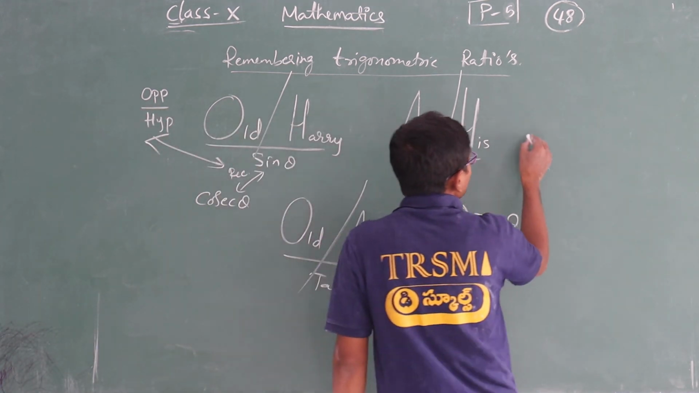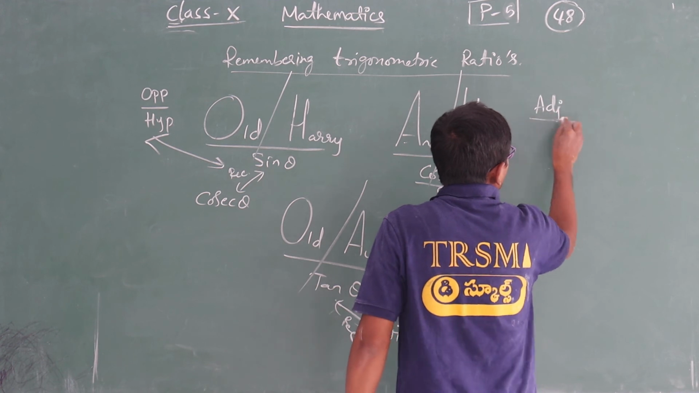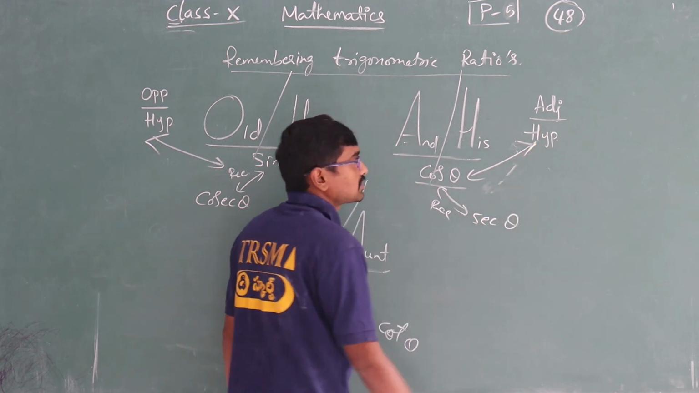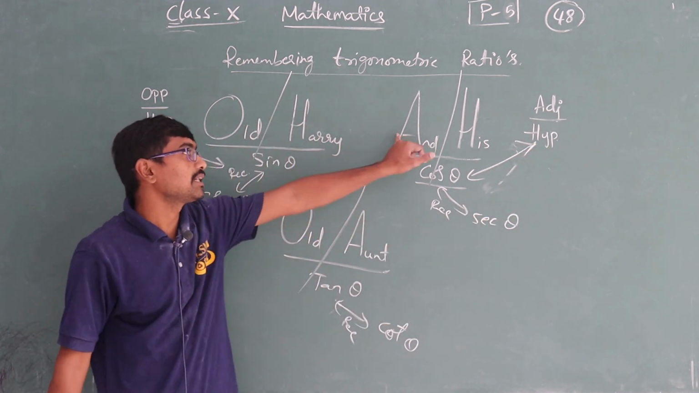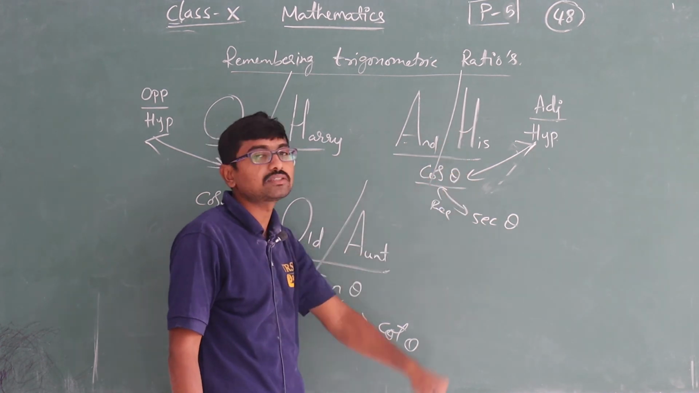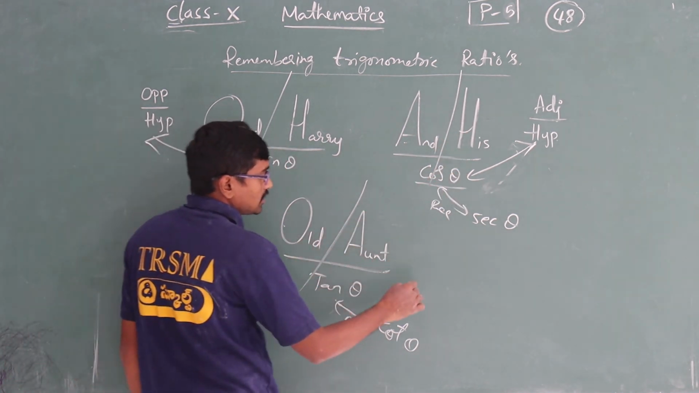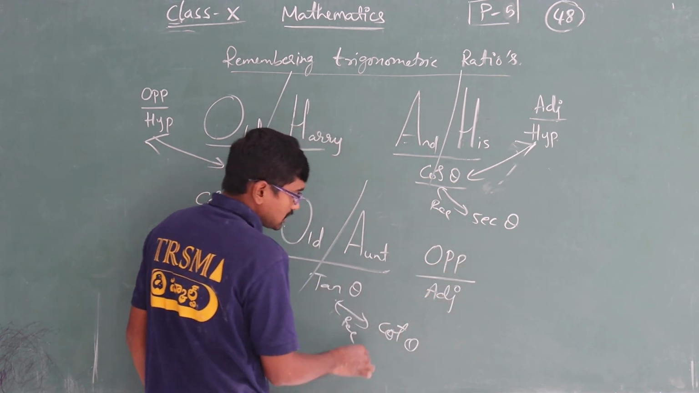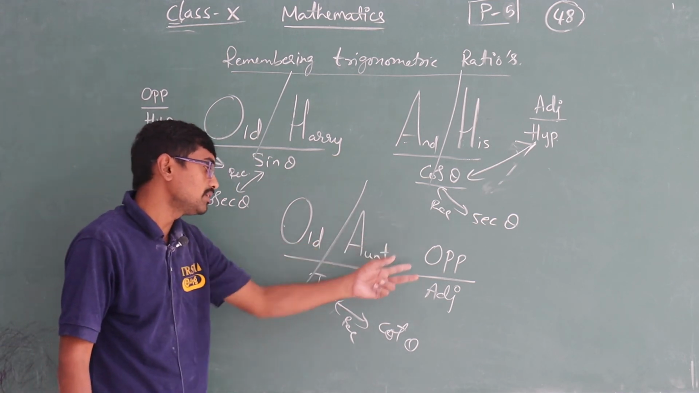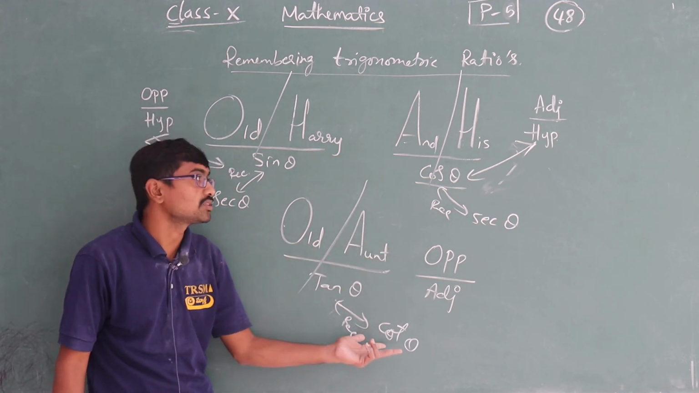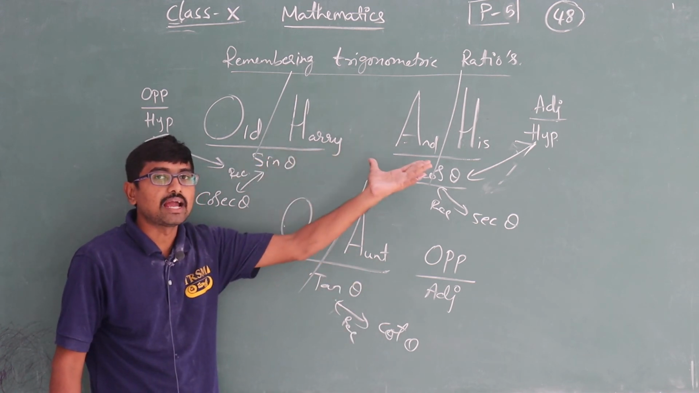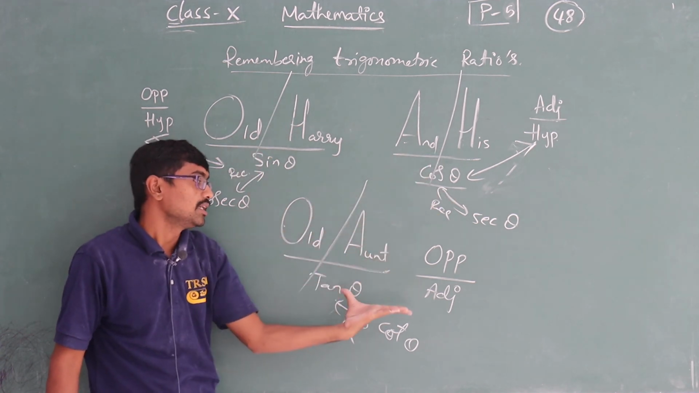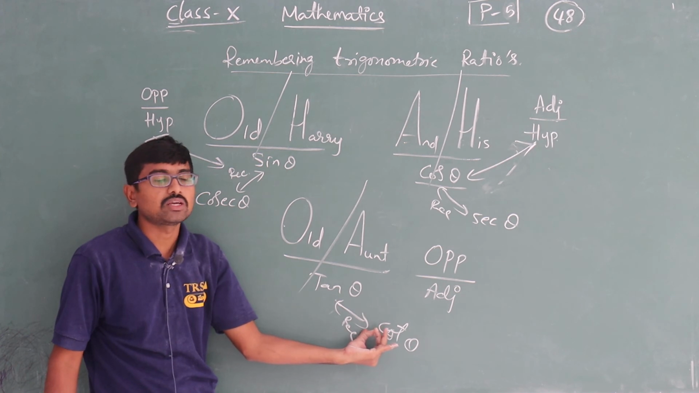Similarly, and his, adjacent by hypotenuse. What does adjacent by hypotenuse represent? It represents cos theta. Am I right or wrong? And old aunt, O opposite by A adjacent, represents tan theta. Reciprocal of it, cot theta. Hope you all understood. What is this? Old Harry and his old auntie. Old Harry sin theta, and his cos theta, old auntie tan theta.